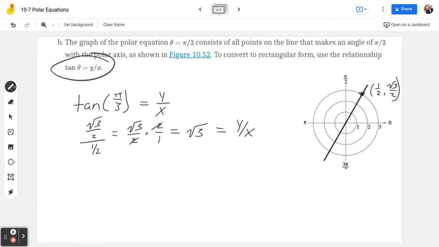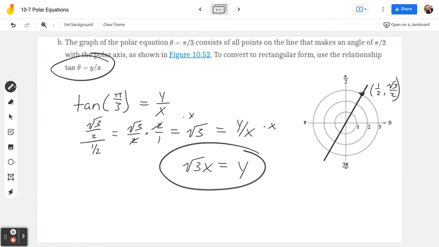We could solve for y here. If I multiply everything by x on both sides, I get radical 3 x is equal to y, which actually is this linear equation that we see here. That's rectangular form. All right, let's keep it moving.